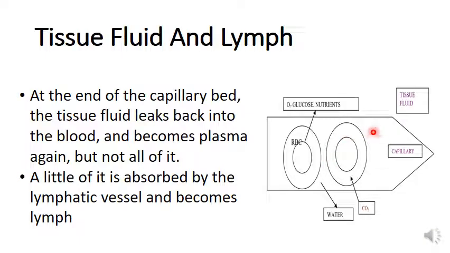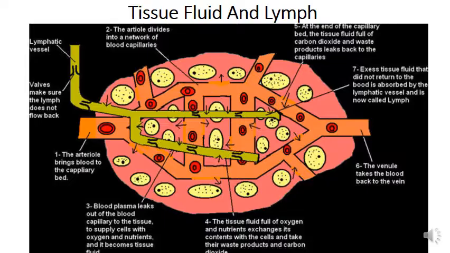So at the end of the capillary bed, the tissue fluid leaks back into the blood and then becomes plasma again, although not all of it is going to be absorbed. Some of it is absorbed by the lymphatic vessels and becomes lymph. So this is a more correct diagram representing what happens in the tissue fluid.